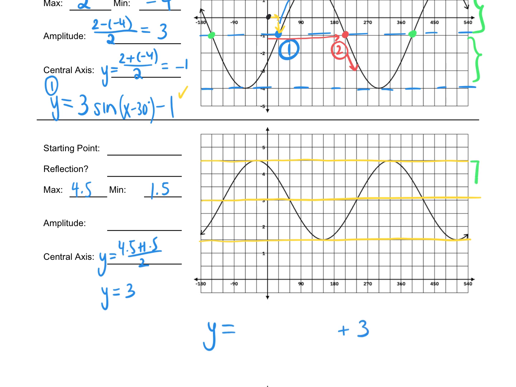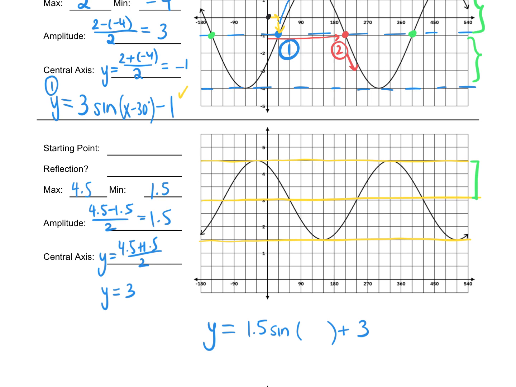I can see my amplitude is this. Looking carefully at my scale, this would be 1.5. But if you don't want to or you're unsure of it, subtract max minus min divided by 2. That's 3 divided by 2, which is 1.5. So my a value is 1.5, and I just have to think of my starting point and if there's a reflection.